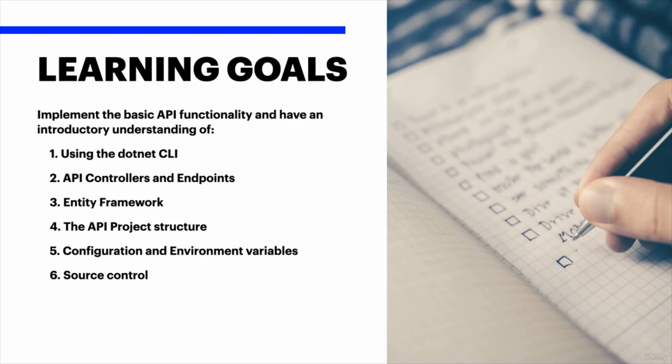We're also going to take a look at API controllers and endpoints and understand the structure of an API controller. We're also going to take a look at Entity Framework in this section, and we'll discuss that in more detail as we come to it. We're going to take a look at the API project structure, what's involved in a .NET project, how our application starts up, and also take a look at the configuration and environment variables that we use inside our application.